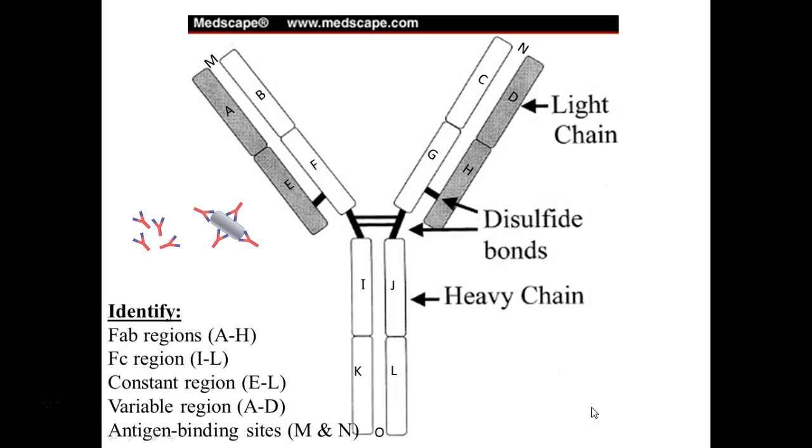Because you guys remember complement again, right? It's part of our innate immune response. One of the pathways, the classical pathway, can be turned on, activated by antibodies. The protein from complement binds to, guess what? This region of the antibody.